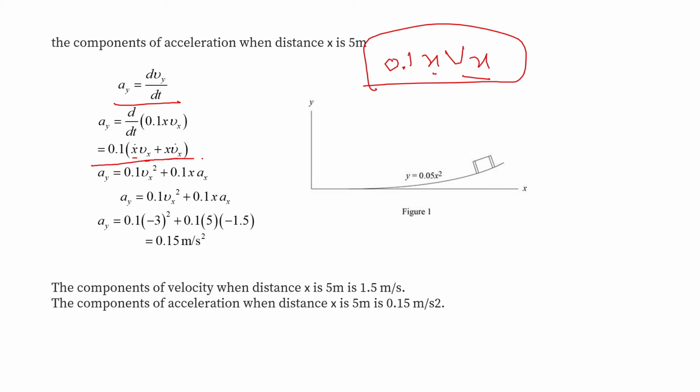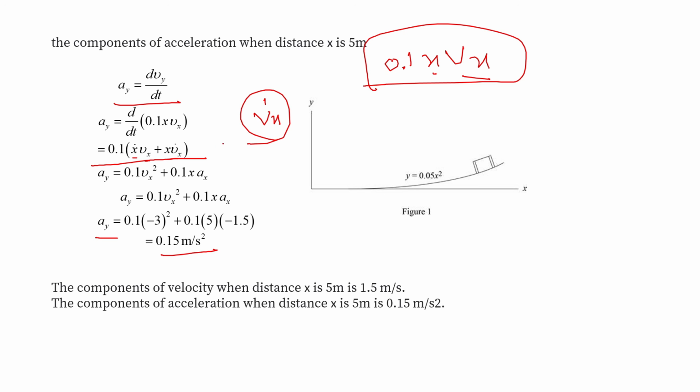So from here, as we know, we can get this relation, and after that, as we substitute the values, we can find Ay is equal to 0.1 into Vx square plus 0.1 into x into Ax, where Vx dash represents the acceleration of particle in x direction. So from here we substitute the value, Ay comes out to be 0.15 meter per second square.